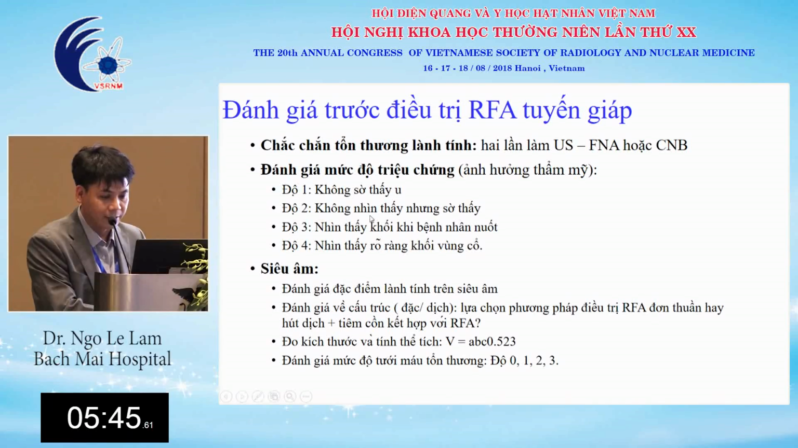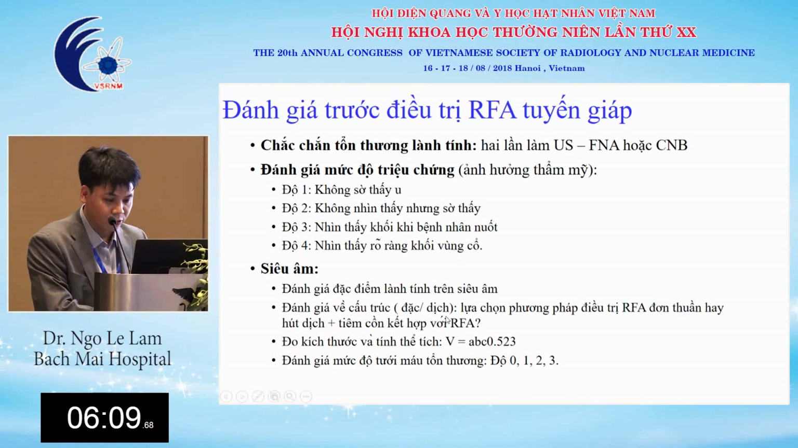So we have 4 levels. Grade 1 is that we cannot see it and it is not palpable. The second, we cannot see it, but the lesion is palpable. The third, we can see the enlargement of the thyroid when swallowing, and the fourth, we can see the mass easily.